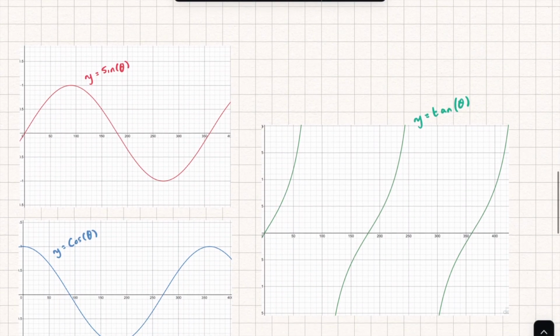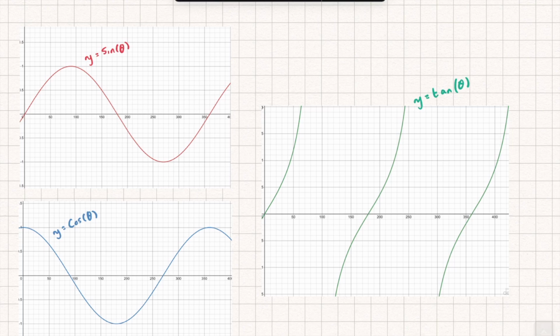And so just to summarize, because these sketches are fine, but they are just sketches, I might actually have some really accurate pictures of sine, cosine and tangent for you to have a look at.